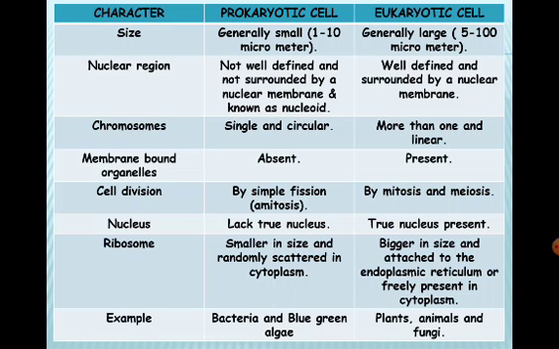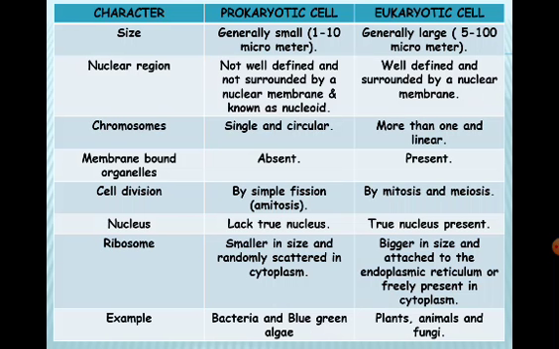About the nucleus, prokaryotic cells lack the true nucleus. As I said earlier, the nucleus which has a nuclear membrane is considered a true nucleus. So the true nucleus is present in eukaryotic cells but absent in prokaryotic cells. Ribosomes are smaller in size and randomly scattered in the cytoplasm in prokaryotic cells, but in eukaryotic cells they are bigger in size and attached to the endoplasmic reticulum, or freely scattered in the cytoplasm, or sometimes also attached to the nucleus.